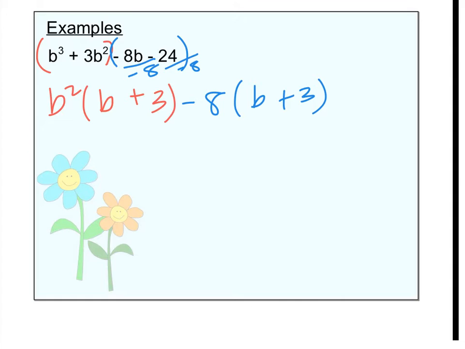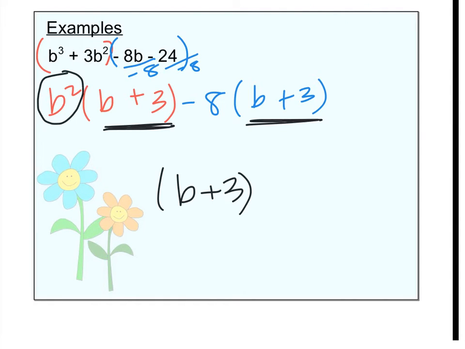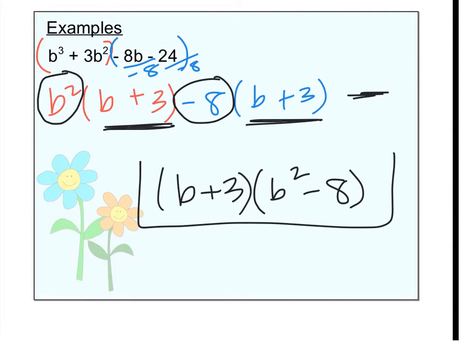Now if you look at this, you'll notice that when I factored out a GCF from each binomial, I was left with a b plus 3 in each parentheses. That is our common binomial. So when I rewrite my final answer, I only write the b plus 3 once. And then I'm going to take my other 2, so the b squared and the minus 8, and I'm going to group them together in their own parentheses. So that's a way to simplify what is happening in this step right here. So this would be my final answer after factoring by grouping.